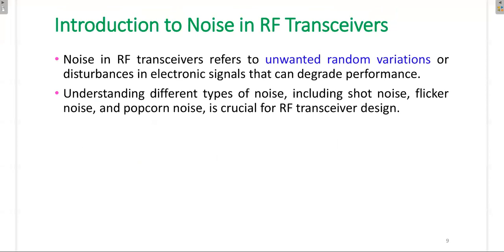Introduction to noise in RF transceivers. What is noise in a communication system? Any unwanted random variations or disturbances in the electronic signals, we'll call it noise. Ultimately, these noises or disturbances will degrade the performance of the electronic system. So it is essential to understand the different types of noise, including shot noise, flicker noise, and popcorn noise in the RF transceiver design.